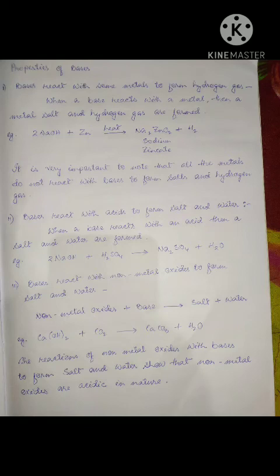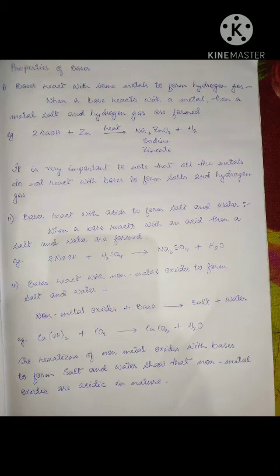The fourth property is acid reacts with bases or alkalis to form salt and water. When an acid reacts with a base, then a salt and water are formed. In short, we can write acid plus base to form salt plus water. The reaction between an acid and a base to form salt and water is called a neutralization reaction. For example, sodium hydroxide plus hydrochloric acid. Sodium hydroxide is the base and hydrochloric acid is the acid. That base and that acid react to form sodium chloride plus water. Sodium chloride is the salt.